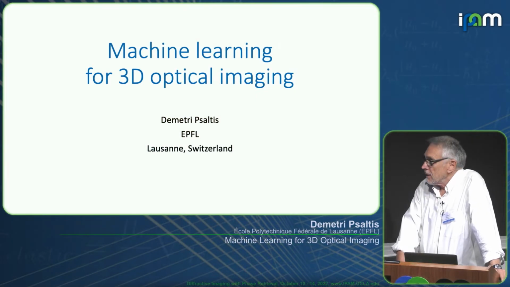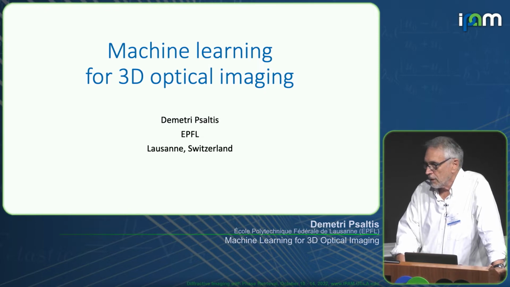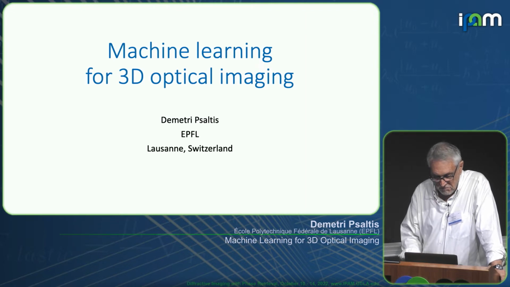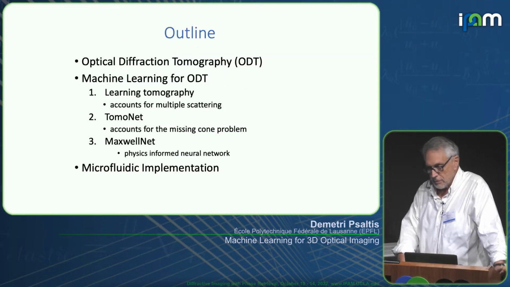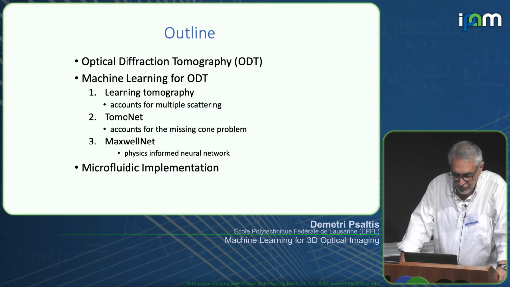So I'll talk about using machine learning for 3D imaging. It's quite related to what Ian said, but it's a different wavelength to use. It's about optical tomography, or imaging three-dimensional objects with optics. There are a lot of similarities, but also a lot of differences, so it's kind of interesting to see it from different points of view.